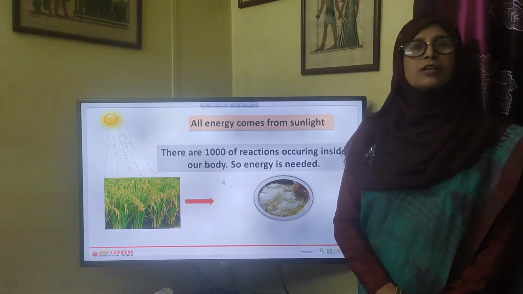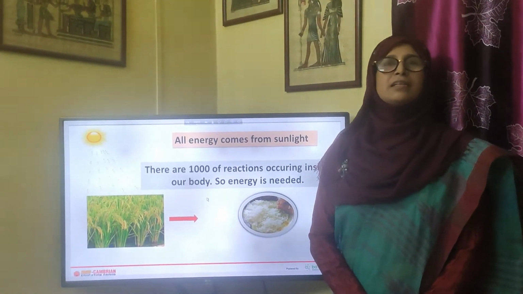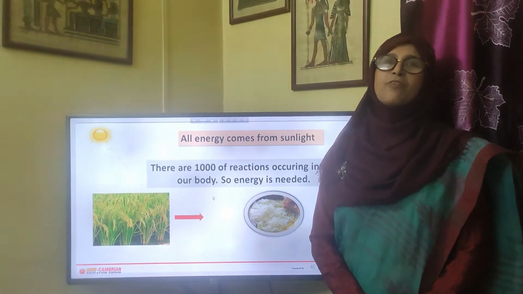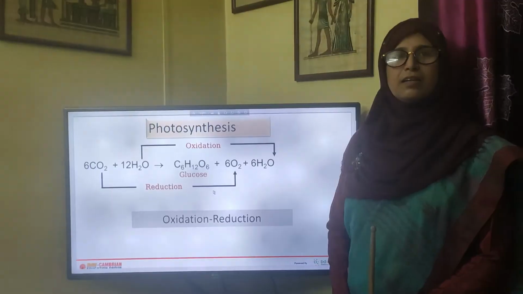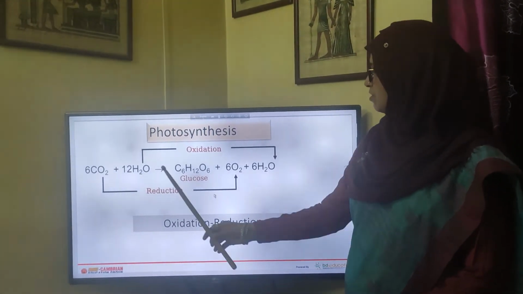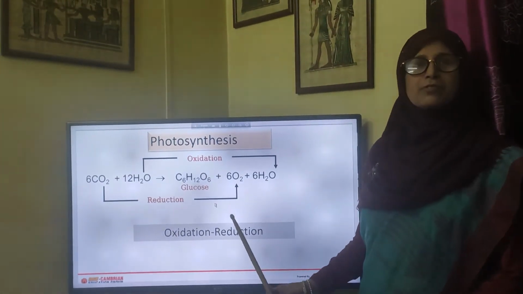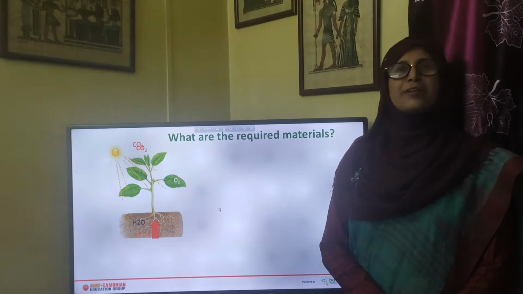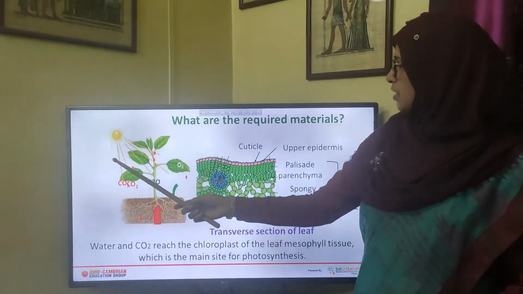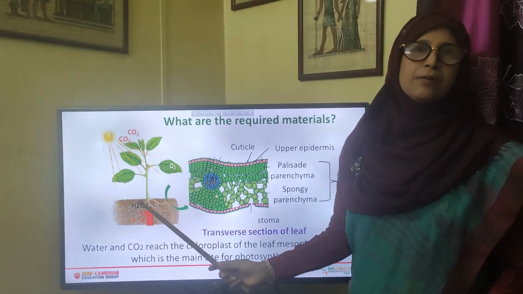You know that all the energy comes from sunlight, and there are thousands of reactions occurring inside our body. So energy is needed for that, and we get energy from this carbohydrate. This photosynthesis is known as an oxidation reduction process, because here water is oxidized and carbon dioxide is reduced. So what are the required materials for this photosynthesis? Let's see. Sunlight, carbon dioxide, and water are the main materials.